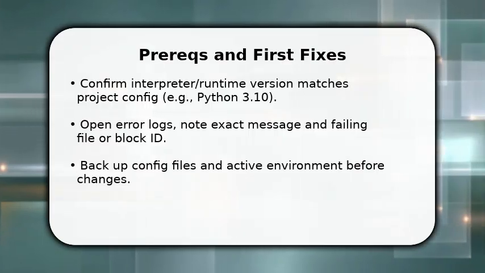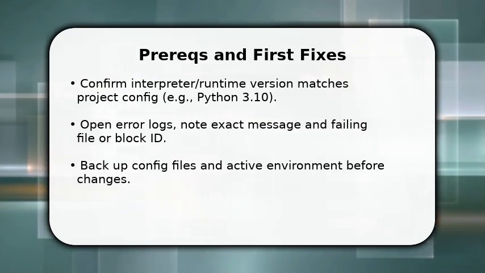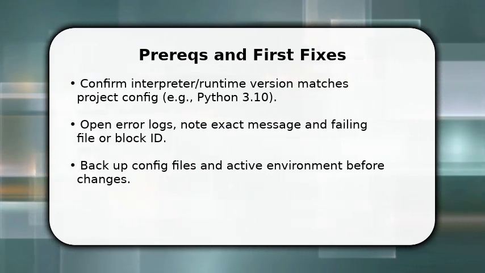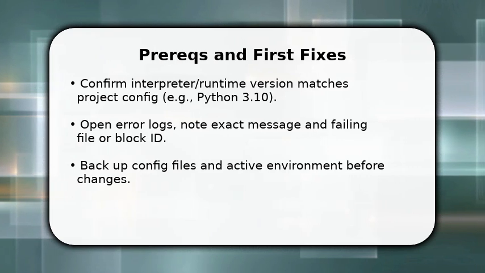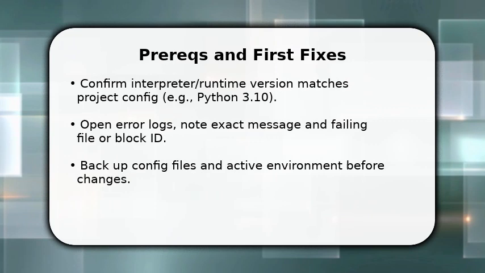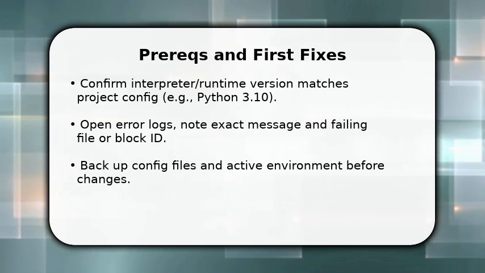You start by verifying the runtime and reviewing the error message line by line. This tells you where the block failed and why. Once you have the exact message, activate a clean environment or virtualenv that matches the project version and make a backup of your config and environment files. Make sure to record the failing file path and line number.